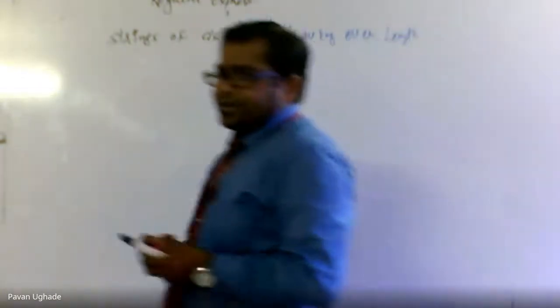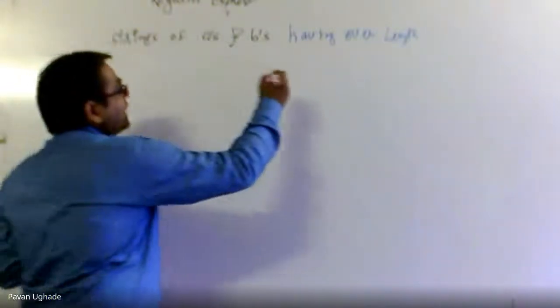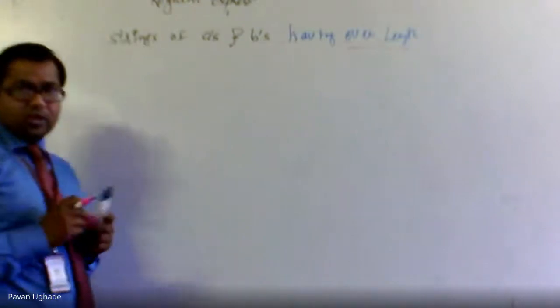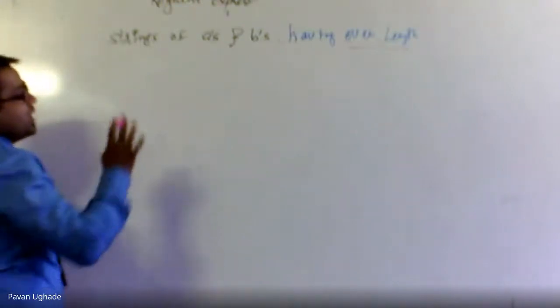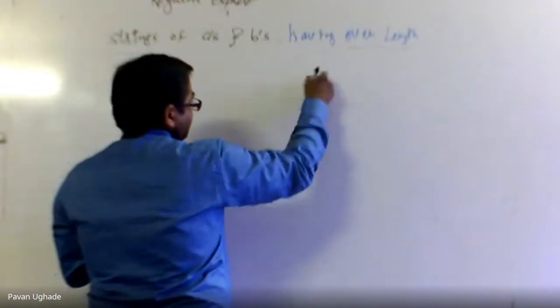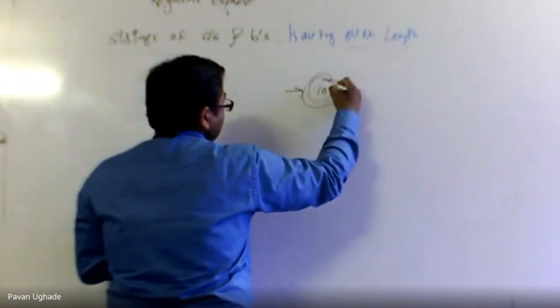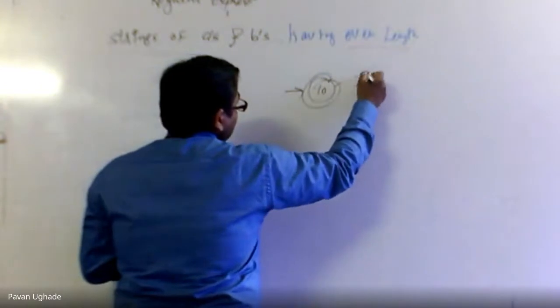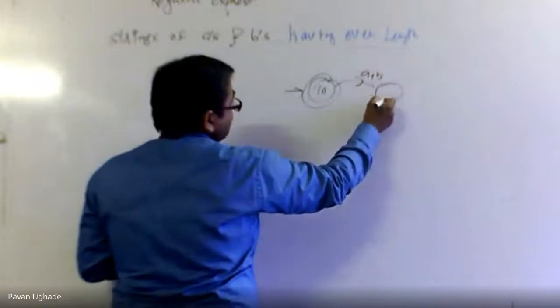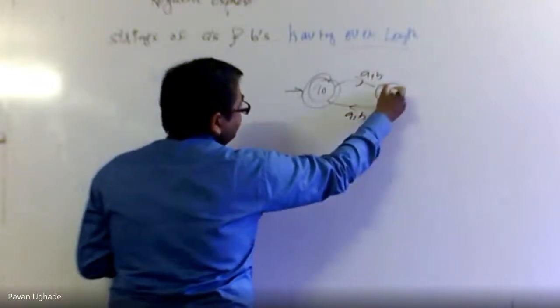Okay, even length. In this way, first will be even length. We'll be always talking about even length. So how will you do? See guys, how is your automata made when it has even length? If it is even length, then zero length also comes. If you remember, we have discussed this. Q0 itself is an accepted state. A comma B. It can start with A or B, doesn't matter.